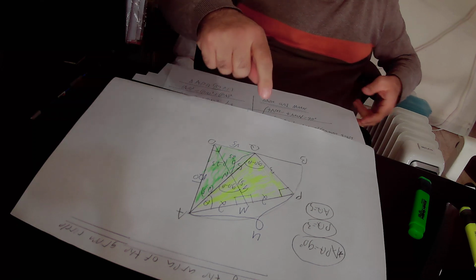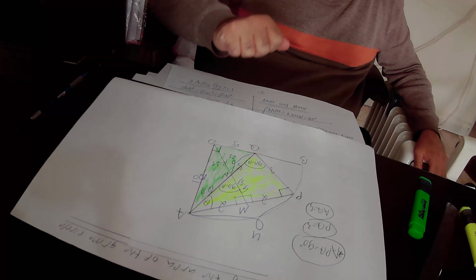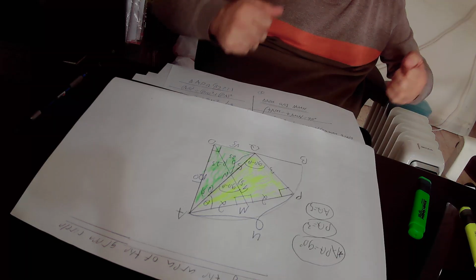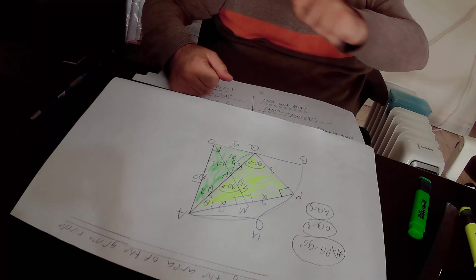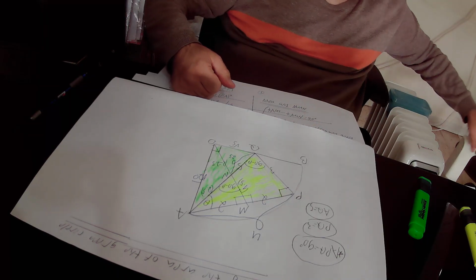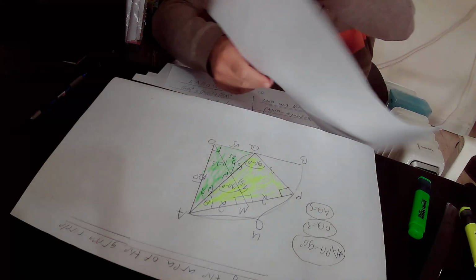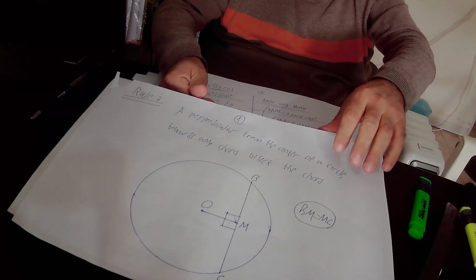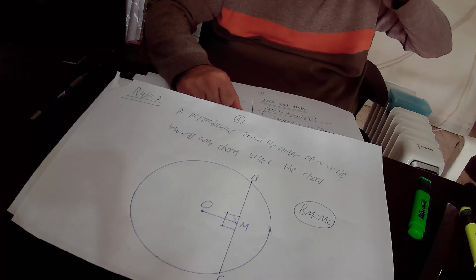Then we can complete the quarter circle to a circle, and then point O will be the center of the circle. And we have the rule that a perpendicular from the center of the circle towards any chord will bisect the chord. Repeat again, rule number 2. According to rule number 2, a perpendicular from the center of a circle towards any chord bisects the chord.